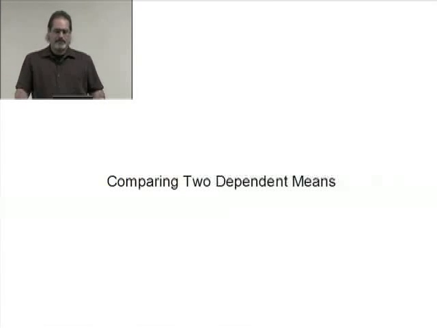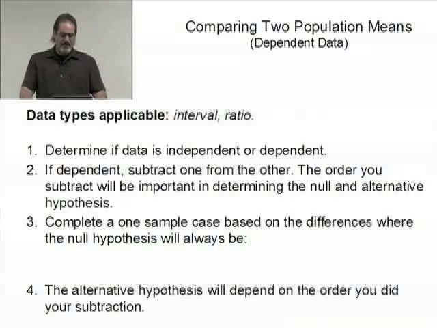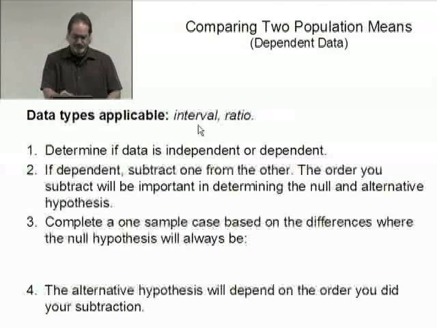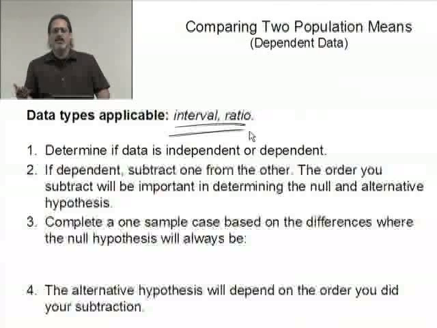Now I want to move on to the idea of comparing two dependent means. Thus far we've looked at two independent samples, looking at the variances and the means and the medians. What happens if the data is actually dependent? How do we go about that process? Well, again, the data types applicable will be interval and ratio. It doesn't make any sense to talk about an average for nominal and ordinal data.